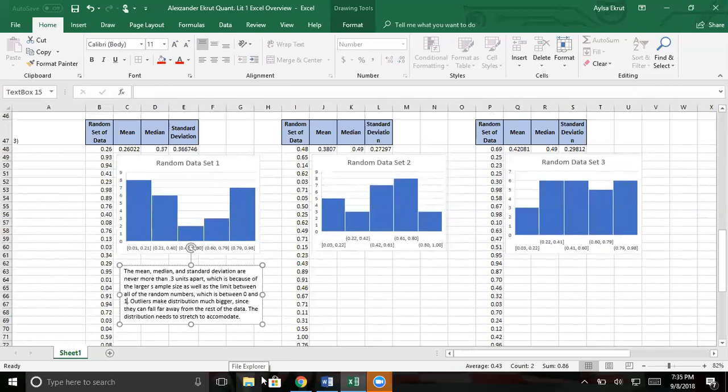Outliers make the distribution bigger since they can fall far away from the rest of the data. The distribution needs to stretch to accommodate them, which is very simple on paper.